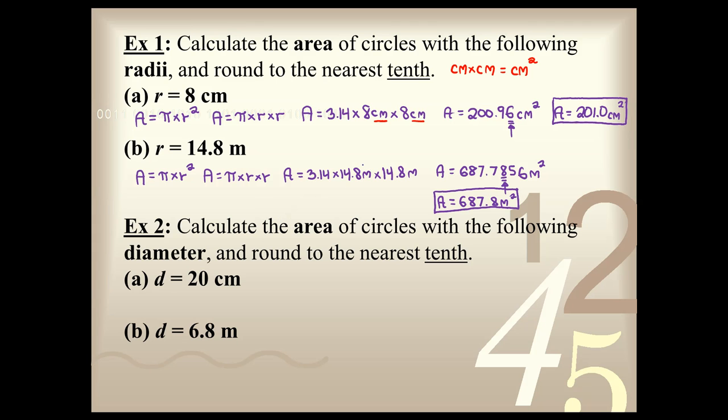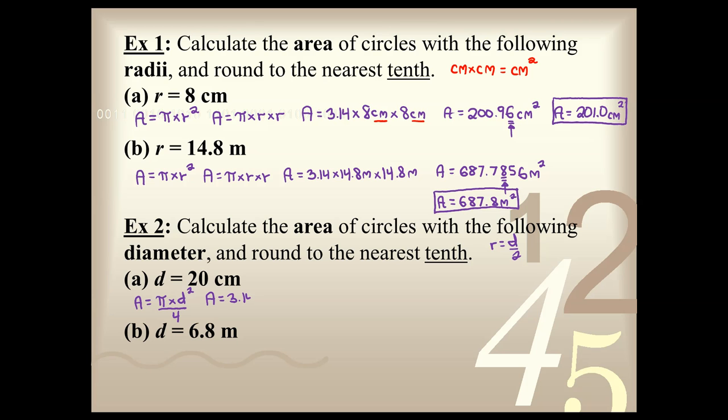Example 2. Now we're given the diameter, and we're going to calculate the area. One thing you could do, if you just want to use the area's pi r squared equation, is take the diameter and divide it by 2 to get the radius. That is possible. However, I'm just going to show the work using the other equation. The other equation is the area is equal to pi times d squared divided by 4.